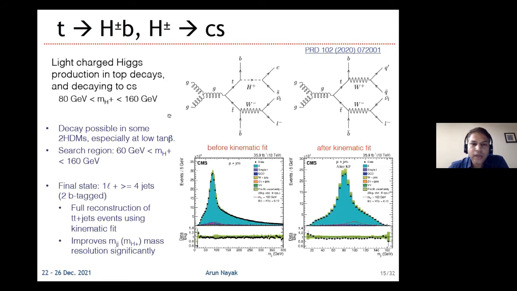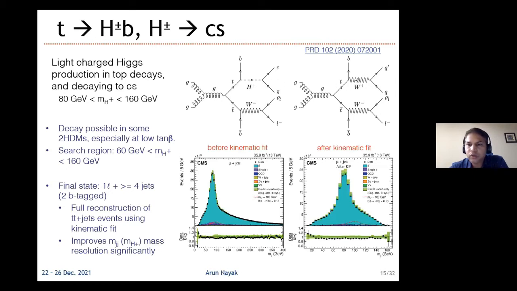Okay, so another analysis is the charged Higgs decaying to cs bar. In this case, it is exactly similar to the cb, but the charged Higgs decays to a c quark and an s quark instead of a b quark. So this analysis is more difficult compared to the previous one because it has exactly the same topology as ttbar events, and we don't have the advantage of having an additional b quark.